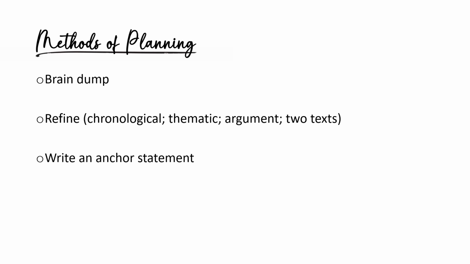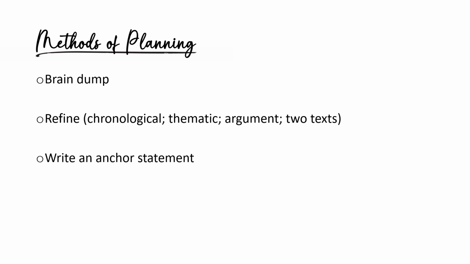So then after that, I would refine that information. So I would look for patterns, or I'd look for an order that I would use to give a bit of shape to my essay. There's kind of four different ways that I would think about giving that order, and I've got them listed on the screen here. So the first one's chronological, so doing it in the order that the text appears, so looking at the beginning, middle and end of the text.